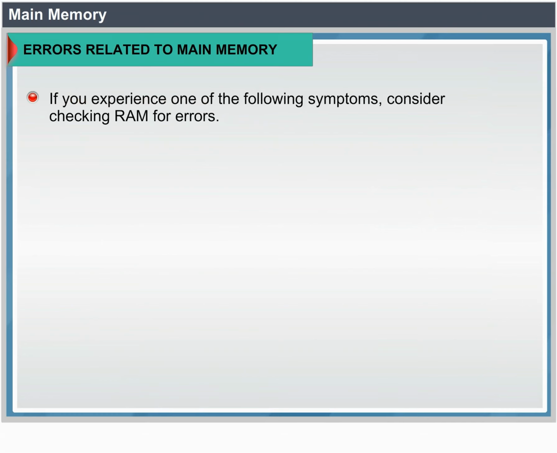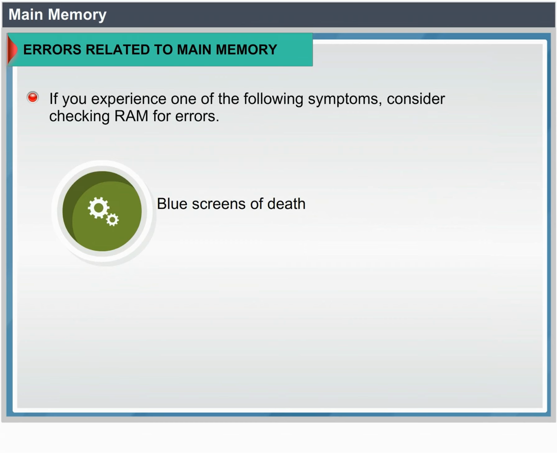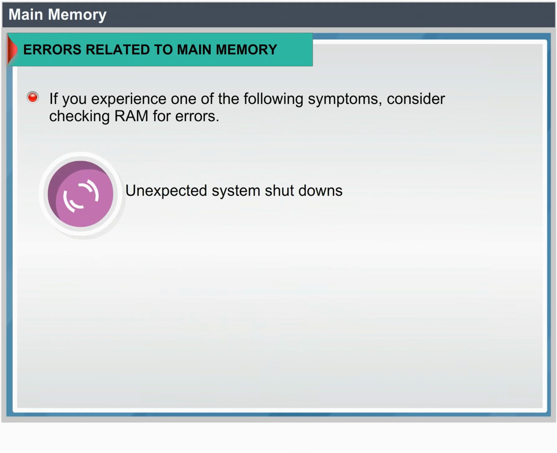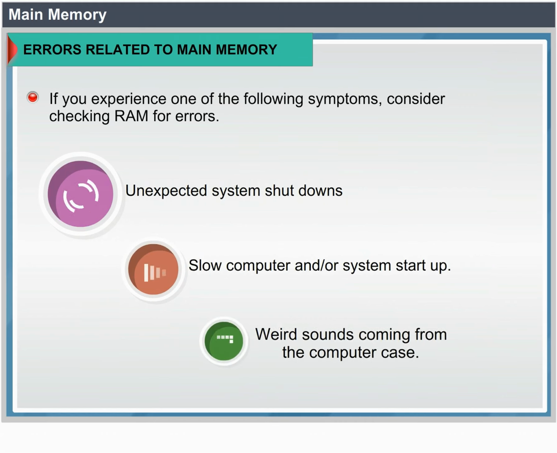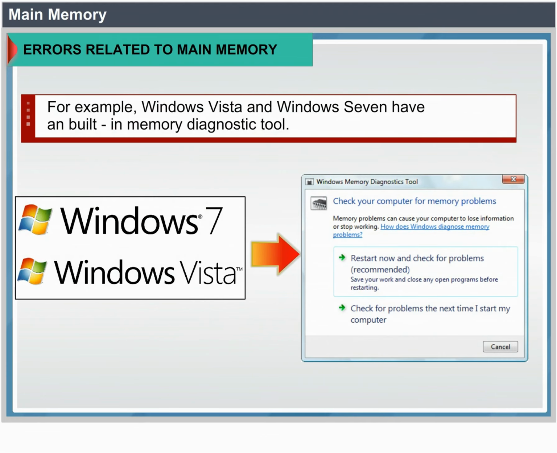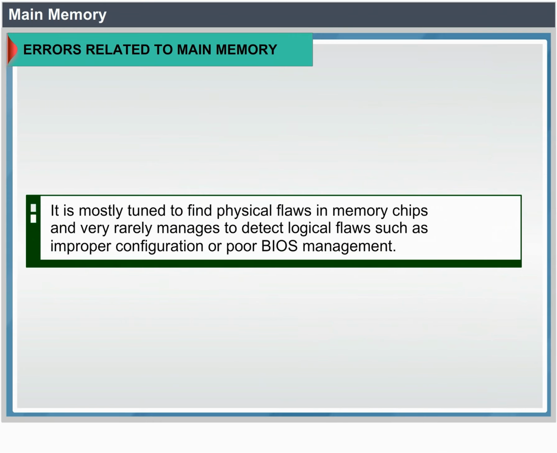If you experience one of the following symptoms, you should consider checking your RAM for errors: blue screens of death, black screens, unexpected system restarts, unexpected system shutdowns, slow computer and/or system startup, weird sounds coming from the computer case. For example, Windows Vista and Windows 7 have an inbuilt memory diagnostic tool. It is mostly tuned to find physical flaws in memory chips and very rarely manages to detect logical flaws such as improper configuration or poor BIOS management.